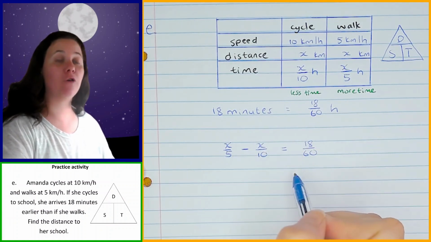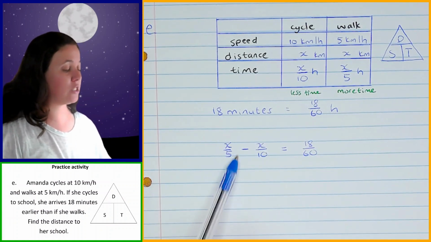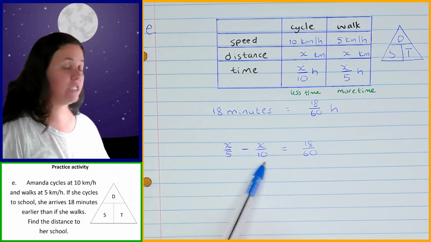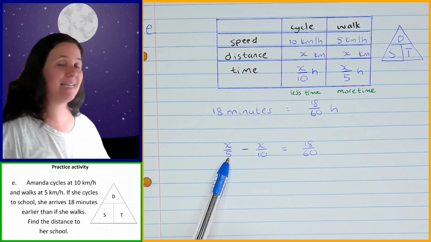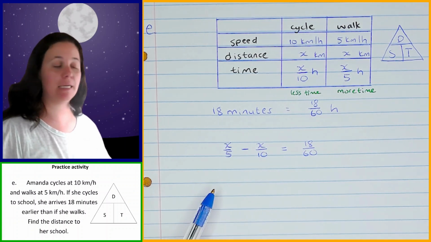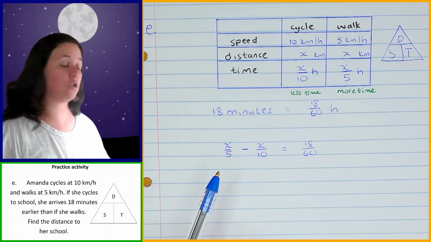Okay, so now I've got my equation. The time that she takes to walk minus the time that she takes to cycle gives me 18 minutes, because the walking is 18 minutes more than the cycling. Okay, so now we can go and solve for x.